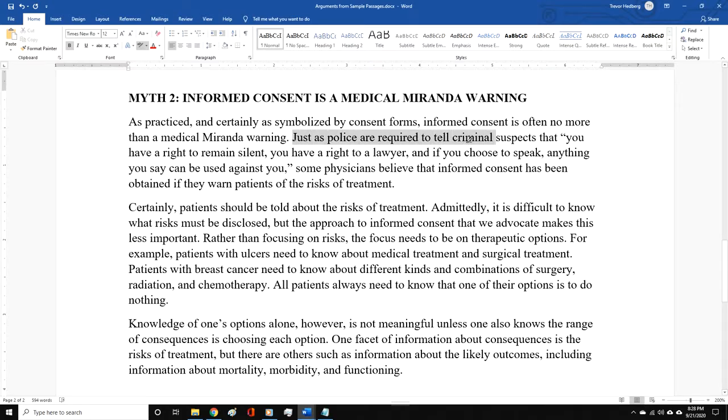Just as police are required, blah, blah, blah. Some physicians believe informed consent has been obtained if they warn of the patient treatment. This is just an explanation of what a Miranda warning is and what some physicians believe about it. This isn't contributing one way or another to the overall argument. It's just clarification for the reader so they understand what a Miranda warning is and how it functions.